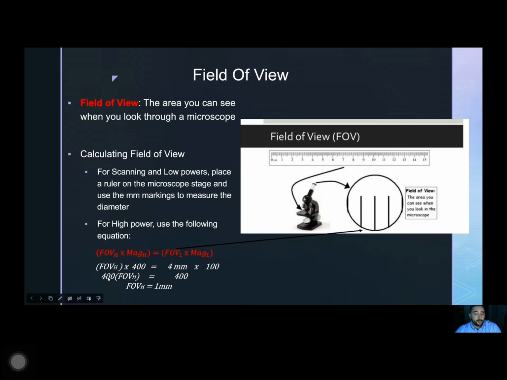Multiply everything out and you get 400 times the field of view on high power is equal to 400 on the other side. Divide it all out and you get field of view on high power is equal to 1 millimeter. Remember, that's exactly what I just explained to you. On high power, you'd only be looking at 1 millimeter of distance. Again, don't worry about that so much. We really want you to just understand this concept, but you will not have to solve this on any practicals.